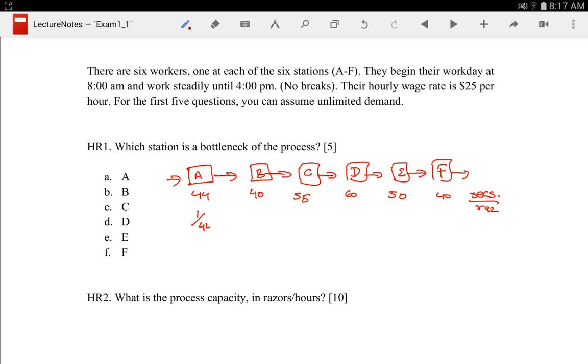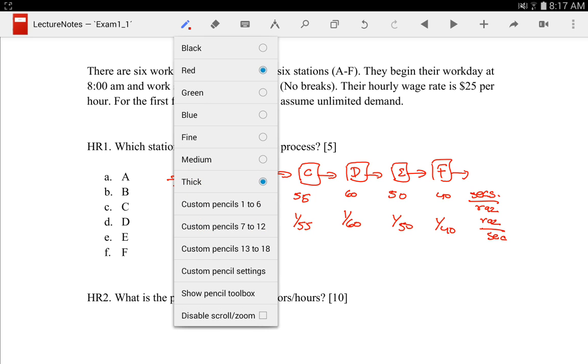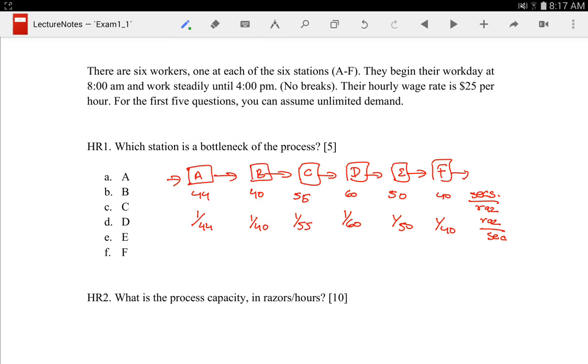The capacity is nothing but the inverse, given that there is only one worker in each station: 1 over 44, 1 over 40, 1 over 55, 1 over 60, 1 over 50, 1 over 40. Now this is in terms of razors per second. Given that 1 over 60 is the slowest capacity, this station is our bottleneck.